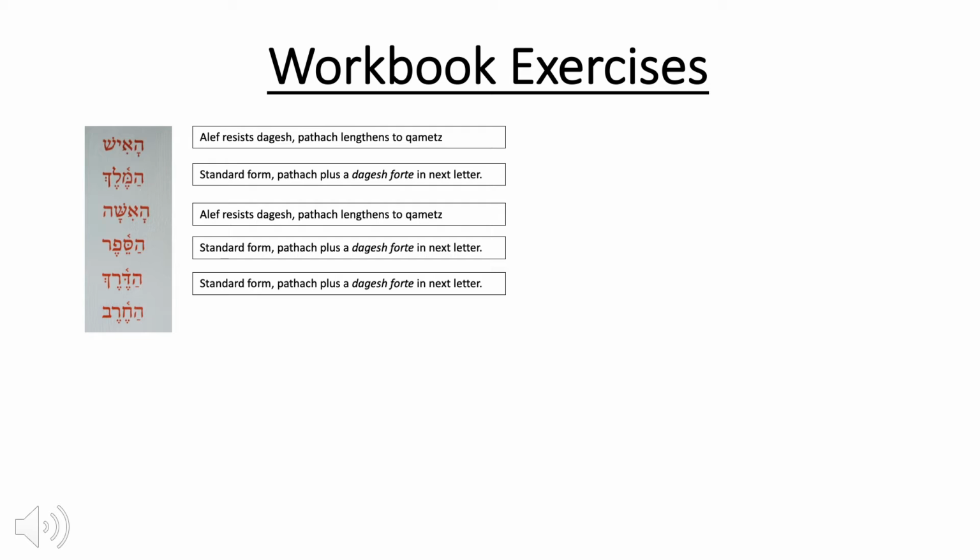Hopefully you didn't overthink this. This is simply the form of the definite article: hey plus patak plus dagesh in the next letter. What about the final one here? We have hey plus a patak, which we would expect in standard form, but there is no dagesh in the chet. So where is the dagesh? And why do we not have a kametz under the hey?